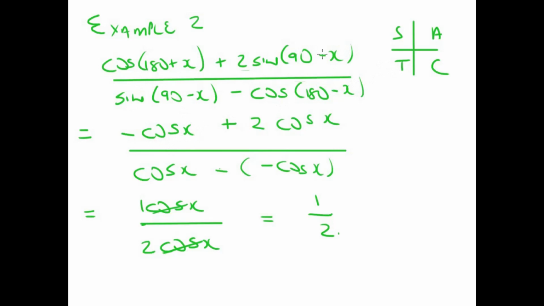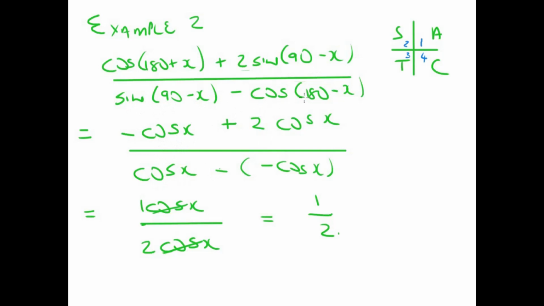2 sine of 90 minus x. Which quadrant is that in? That's in the first quadrant. Sine in the first quadrant is positive. However, it becomes cos. So that leaves us with 2 cos x. Let's look at our denominator. Sine of 90 minus x. Also in the first quadrant. Sine in the first quadrant is positive. So that leaves us with cos x.